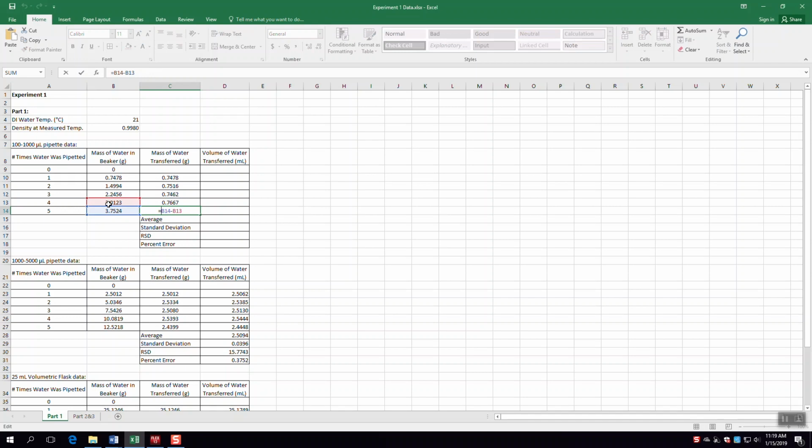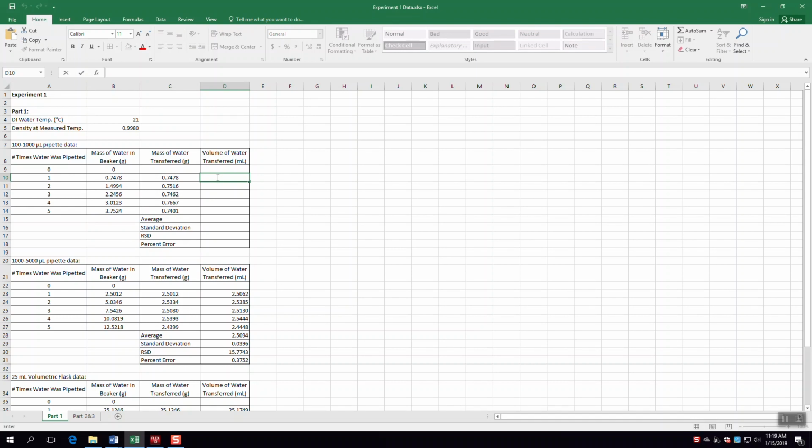And you'll see that because I haven't done anything but tell it cell to the left minus the cell above, it's carried forward each of the calculations so that each measurement is subtracting the mass from the measurement before it, which is what we want because we only want the individual measurements.